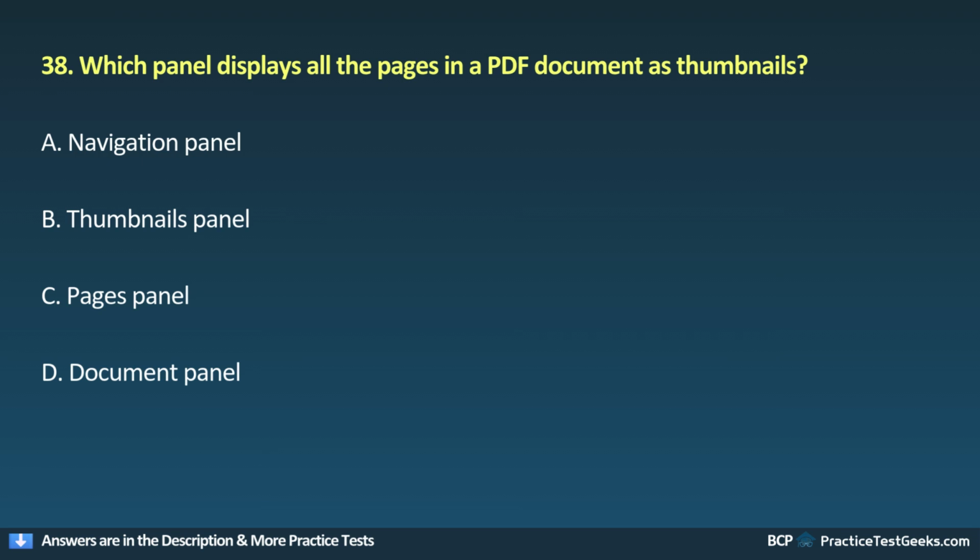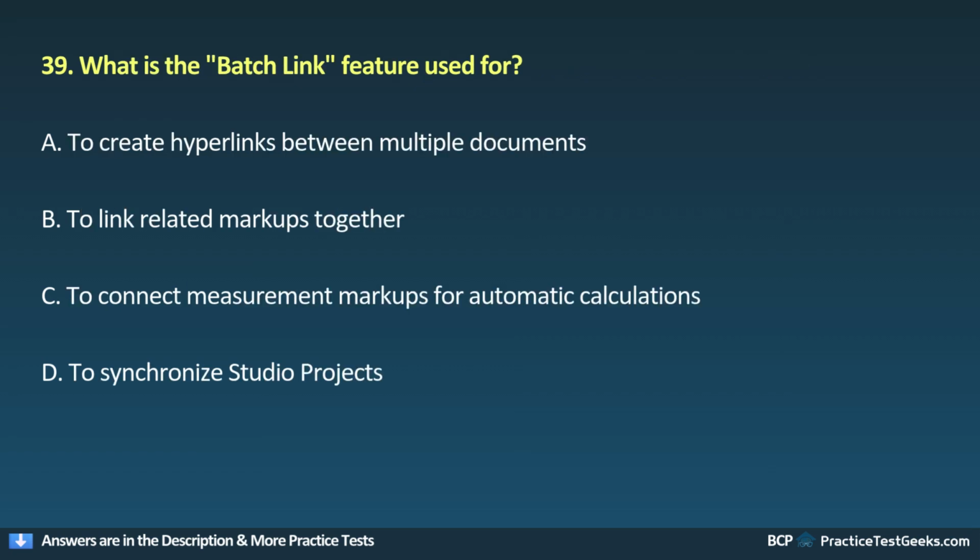38. Which panel displays all the pages in a PDF document as thumbnails? A. Navigation panel. B. Thumbnails panel. C. Pages panel. D. Document panel. 39. What is the batch link feature used for? A. To create hyperlinks between multiple documents. B. To link related markups together. C. To connect measurement markups for automatic calculations. D. To synchronize studio projects.